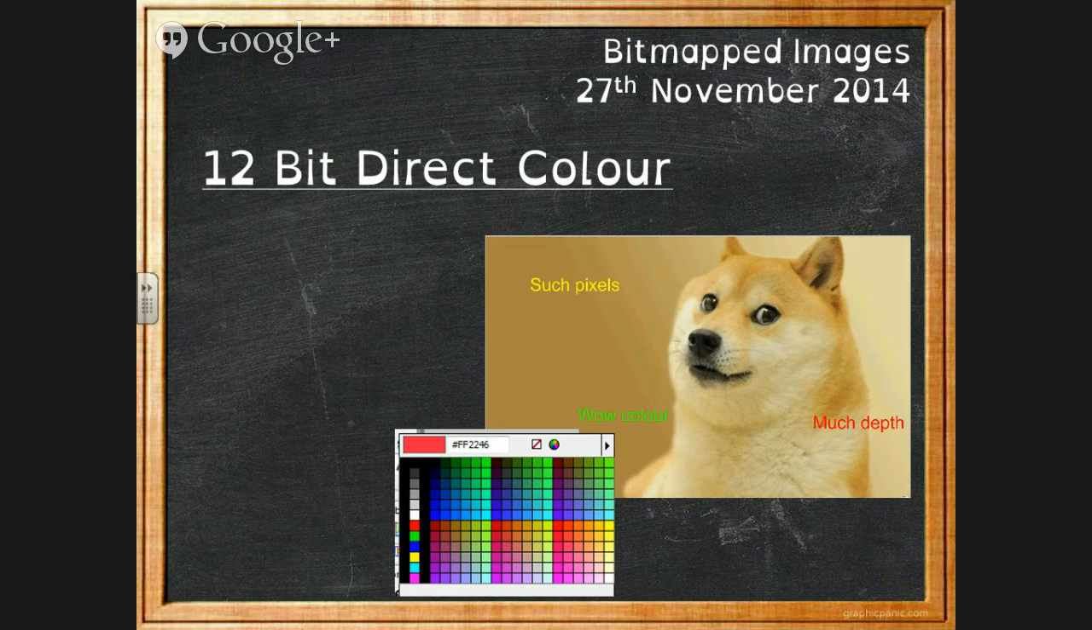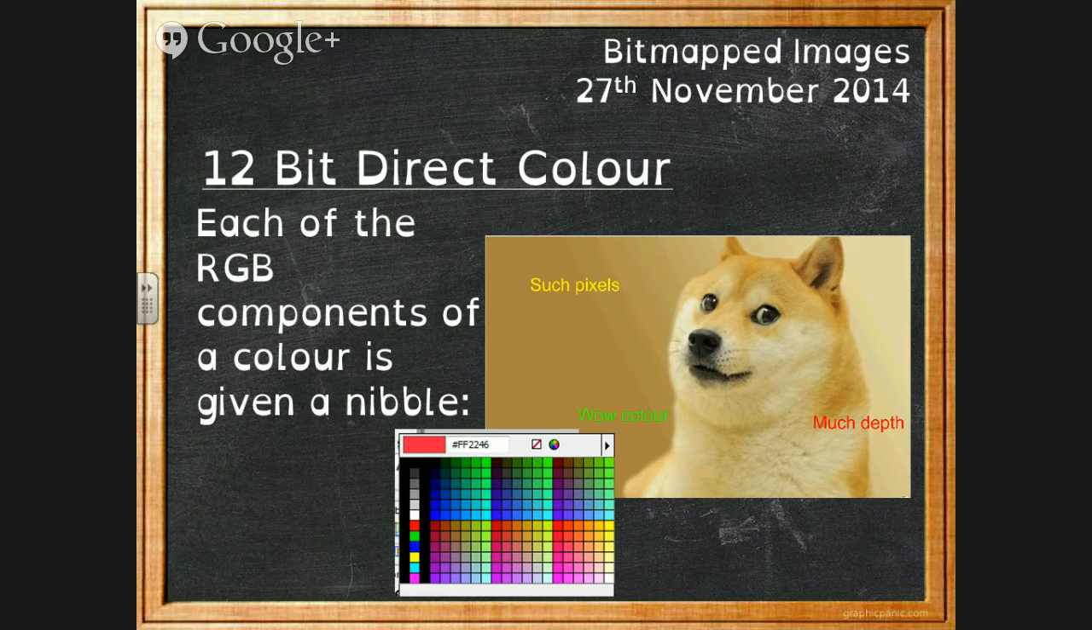It represents a nibble. So here, how many bytes for one color? 3. So 3 bytes per color, 3 bytes per pixel in this case. And each of the RGB components of the color is given a nibble. So here, it is a 3-byte bit pattern. It's got a long bit pattern.